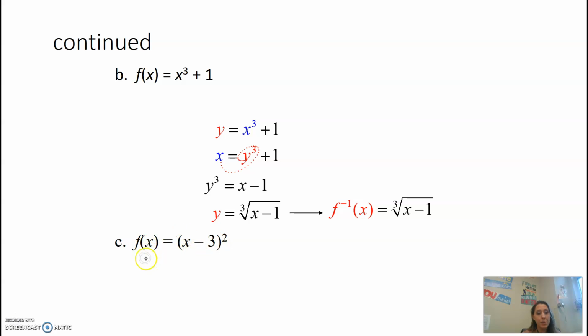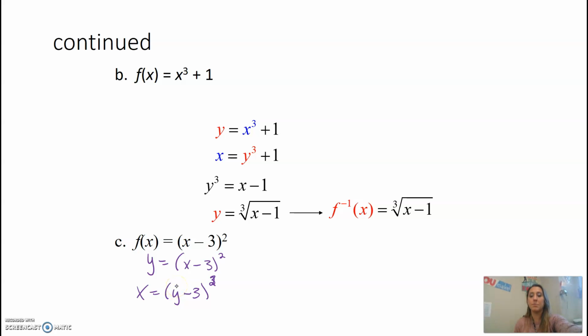Okay, so to do this one, you have to rewrite it as y equals. The next thing I'm going to do is switch the x and the y. So I end up with x is equal to (y minus 3) squared. I'm sorry, I put cube for some reason, it's squared. Okay, so we want to do reverse PEMDAS to solve. The first thing I need to do is break this out of its parentheses before I can start moving these apart.